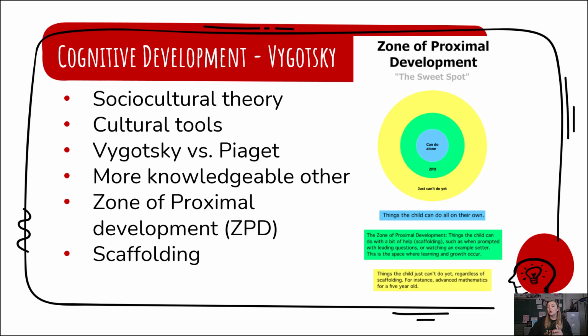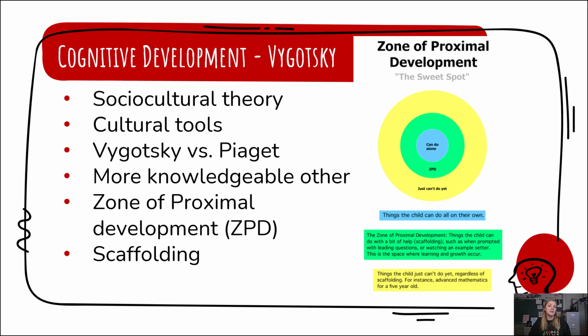Vygotsky believed that culture and language play a central role in shaping our cognitive development, where Piaget really is focusing on those universal stages of development that are pretty much independent of cultural context. So Vygotsky believes that development could look different from culture to culture, whereas Piaget believes that it's going to be pretty much the same all around.